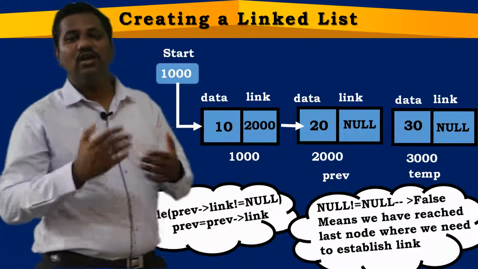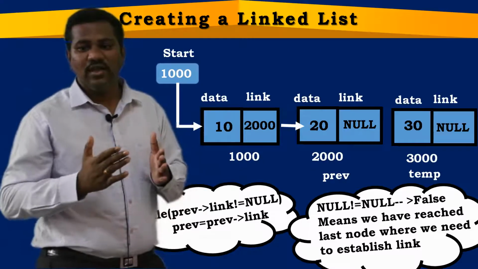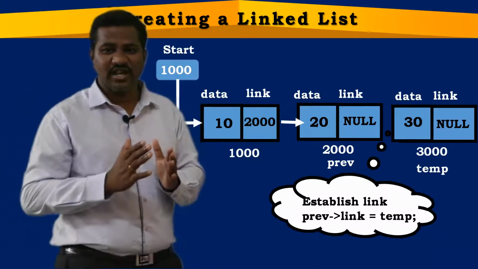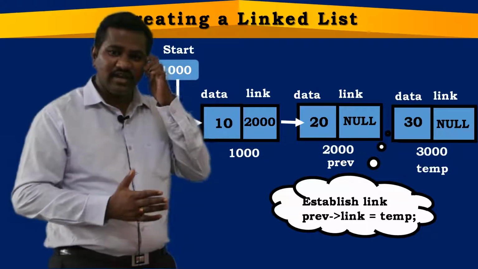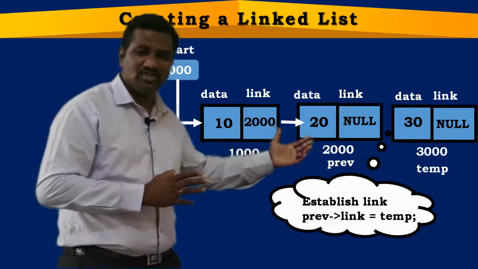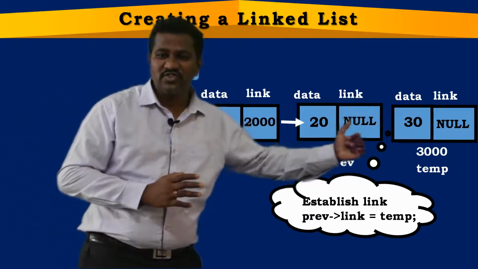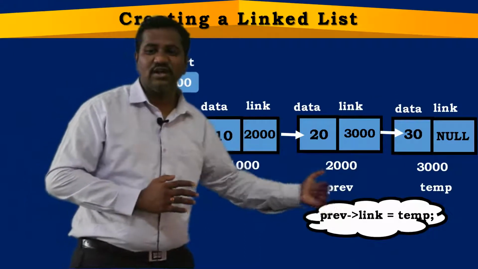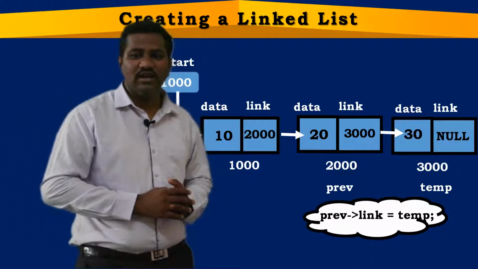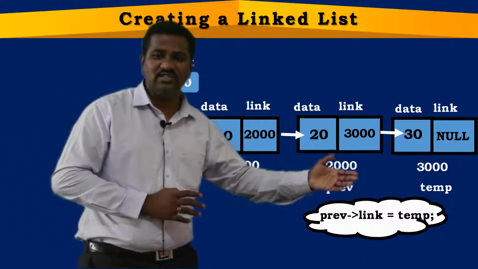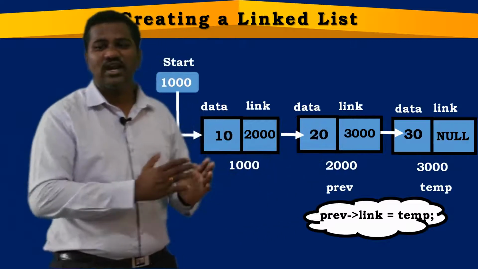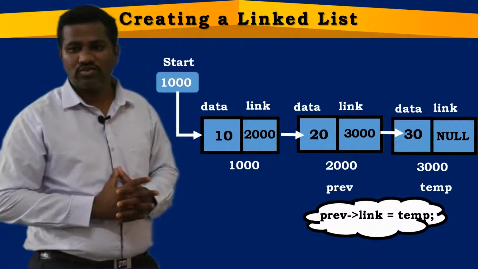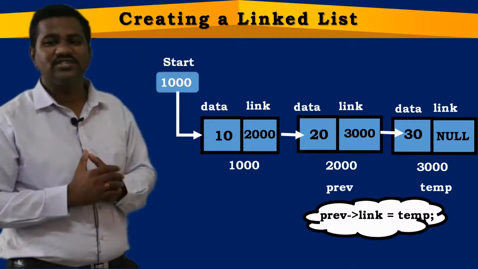If the null not equal to null condition fails, it means we have reached the last node in the list. If we reach the last node in the list, we need to establish the connection between the last node and the newly created node. That means this is the previous node, and the newly created node address has been stored in what? Temp. So how can we establish it? Previous arrow link is assigned with temp. So that a link will be established, like the 3000 address is stored in the link part of previous. So that a link will be established from the 2000 node to the 3000 node. This is how the linked list is going to be created.